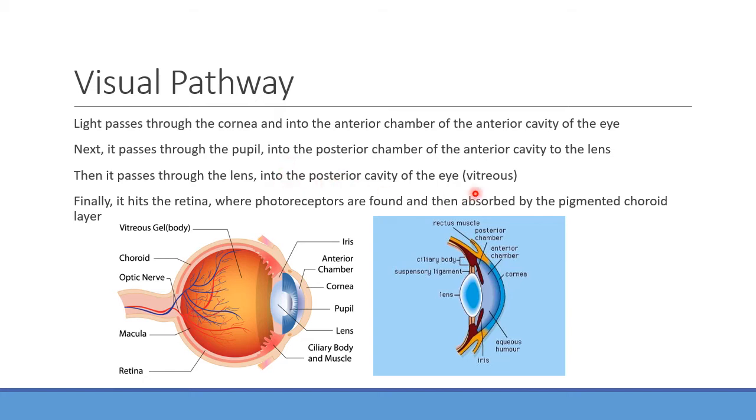As it passes through into the posterior cavity, it's going to go through the lens. And the lens is really important because we can change that accommodation, what the actual focal point of the light that's entering the eye is going to be. And that's how we can kind of focus our vision, essentially.